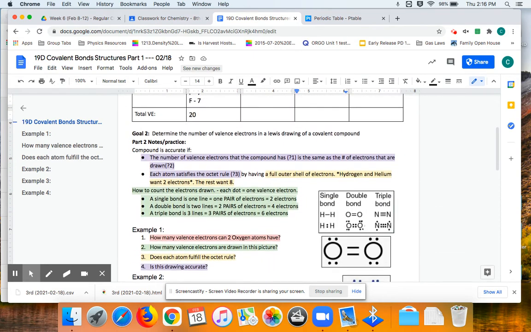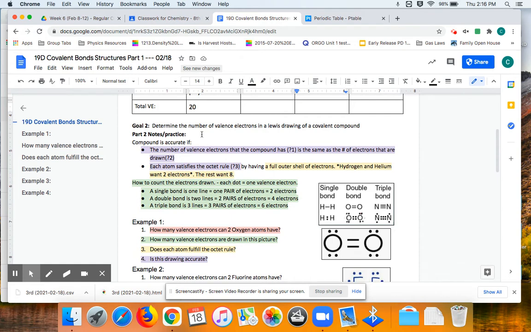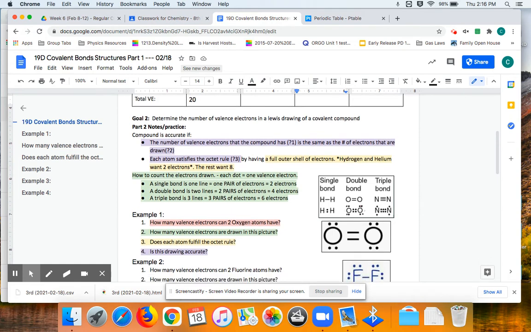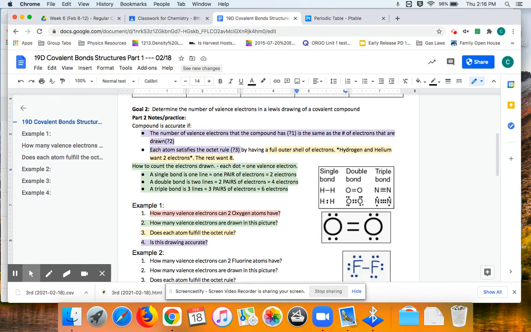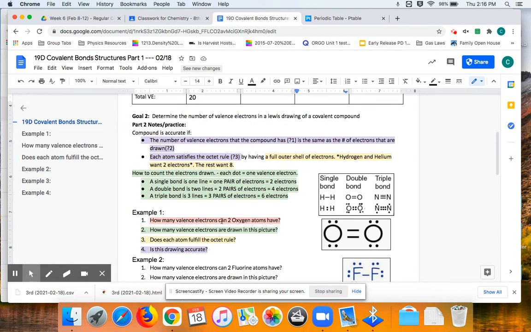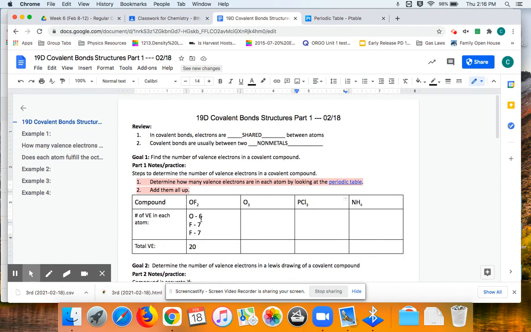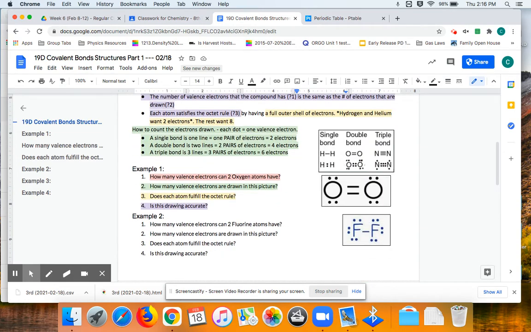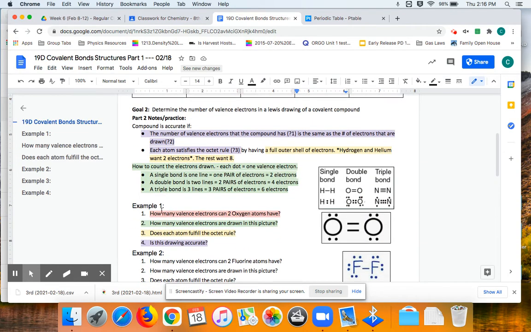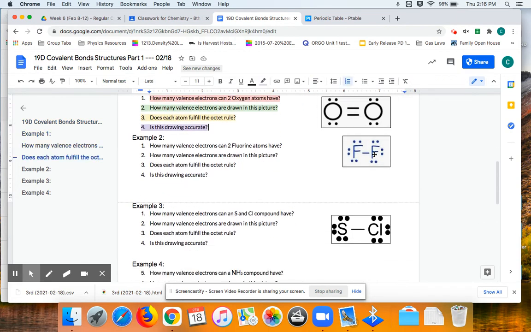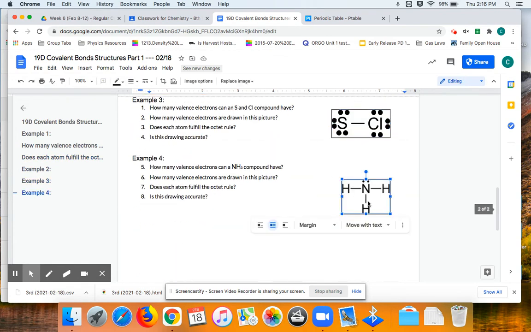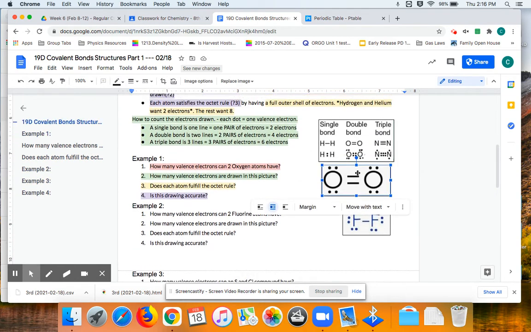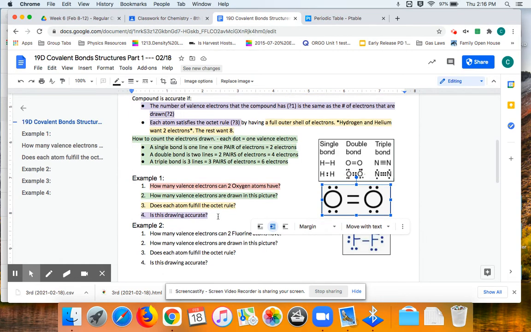I'm moving on. Goal number 2 is to determine the number of valence electrons in a Lewis drawing of a covalent compound. We're also kind of determining if these drawings are accurate or not. I'm going to work through example 1. It is color coordinated, so question 1 is in red. If you need to know how to do that, go look at the red, and so on and so forth. Hopefully that makes sense. On example 1, these images to the right are covalent compounds, and these are drawings. You're going to learn how to draw these eventually, but for today we're just deciding, are they accurate? We're interpreting them, figuring out what this is telling us.